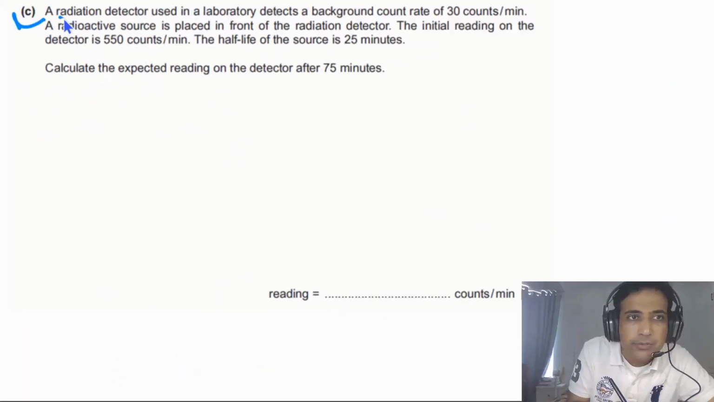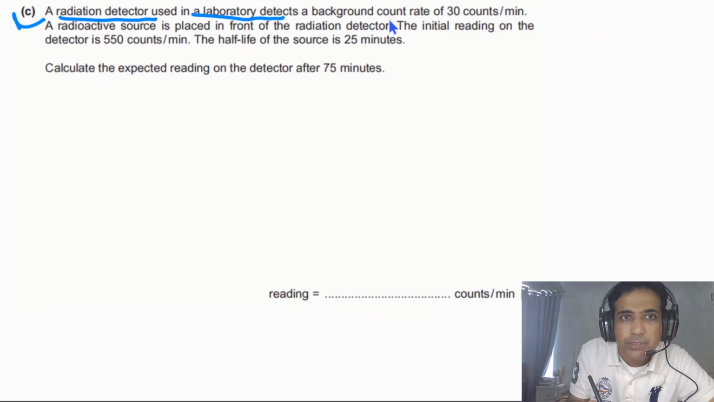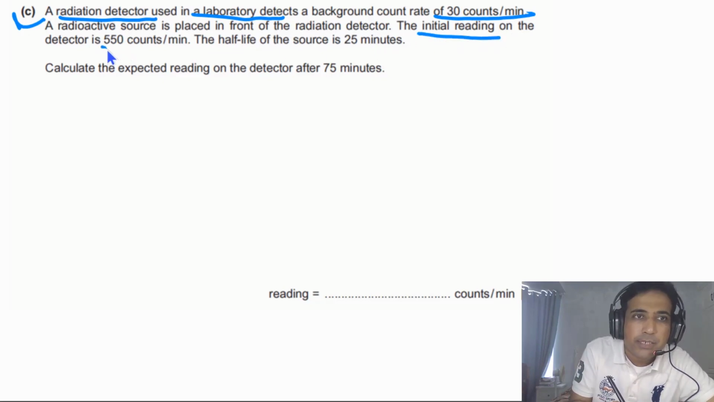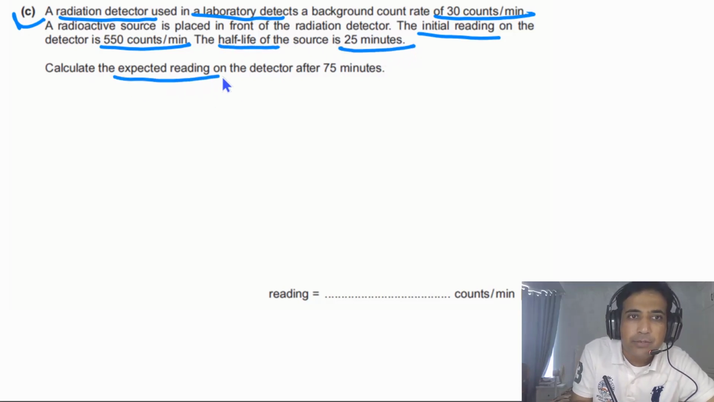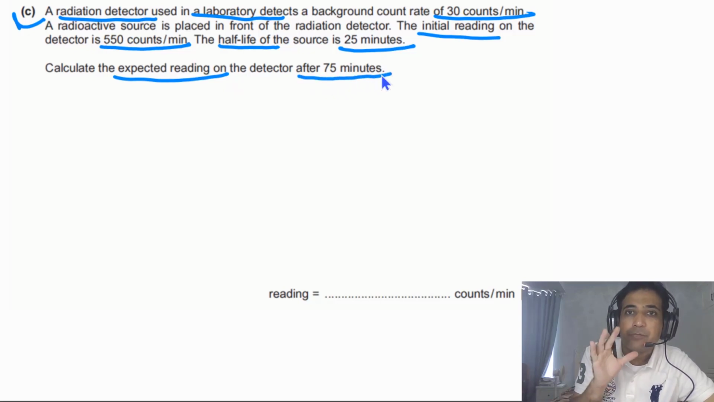Part C says a radiation detector used in a laboratory detects a background count rate of 30 counts per minute. A radioactive source is placed in front of the radiation detector. The initial reading on the detector is 550 counts per minute and half-life of the source is 25 minutes. Calculate the expected reading on the detector after 75 minutes.